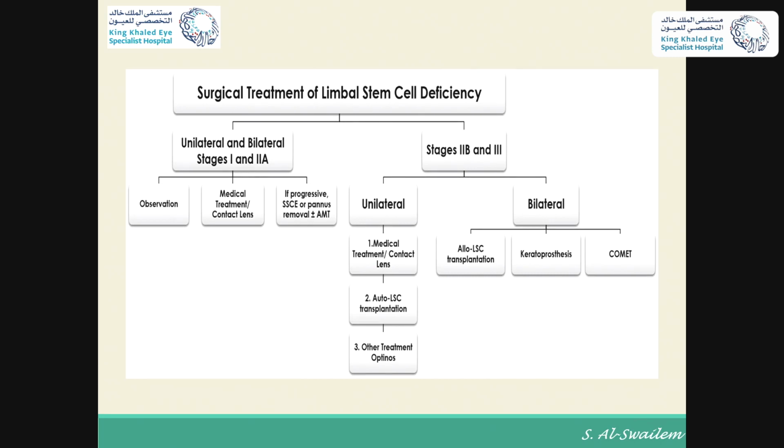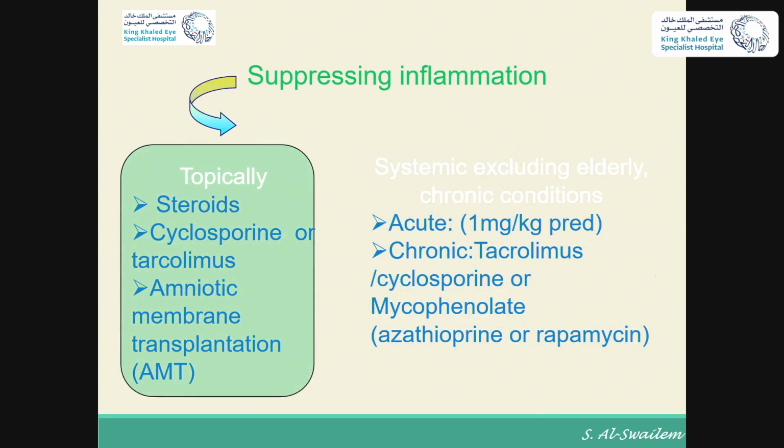If it is bilateral, you have very limited options, meaning you can't take anything from either eye, so you have to take from others. It's allo, either from a cadaver or from a relative. Or you may do keratoprosthesis, or you can do something we call a COMET from the oral mucosa.